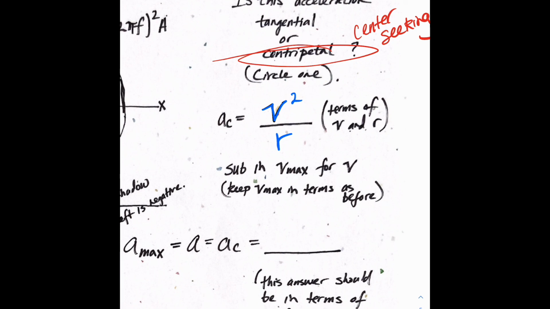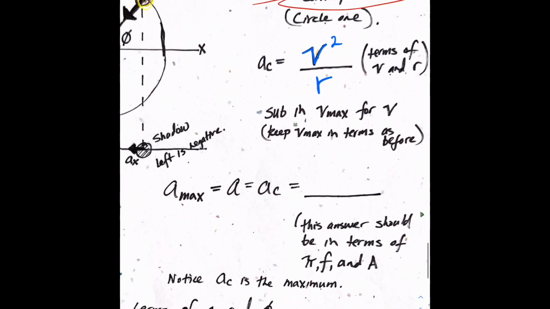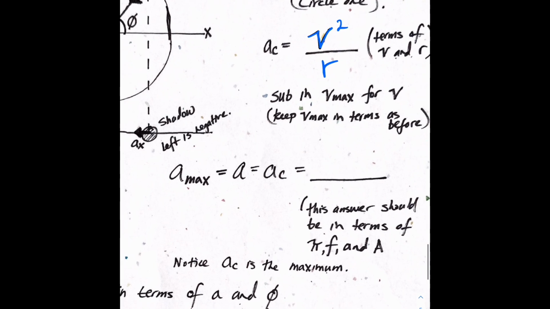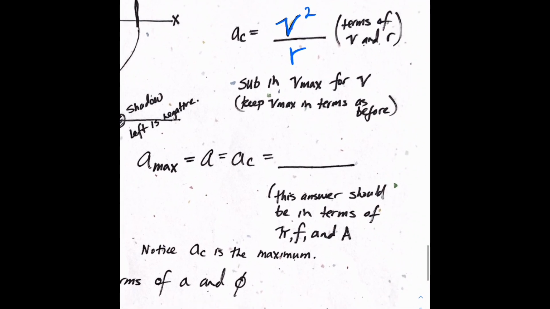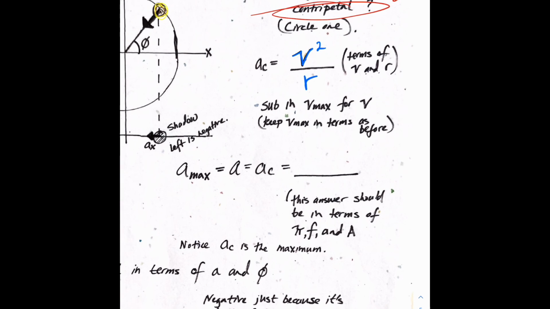All right, sub in v max for v. We can also sub in amplitude for r, right? I mean, I think we should do that. Okay, let's go ahead and do this.